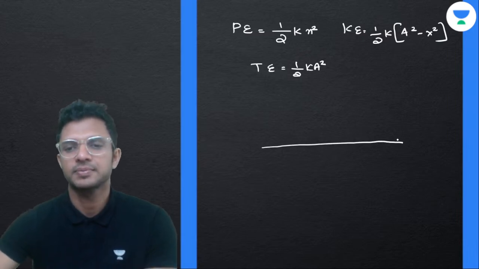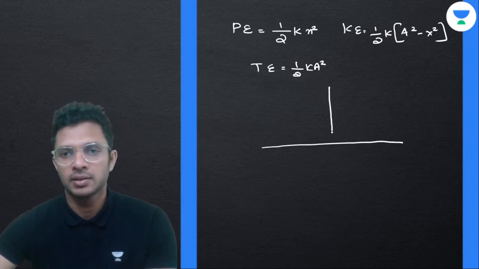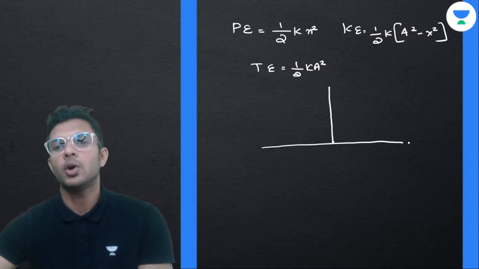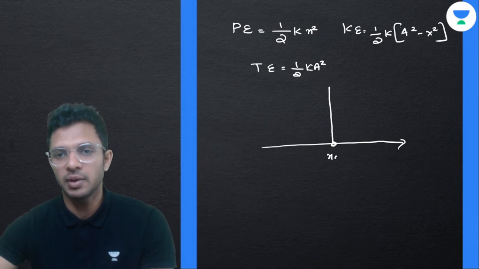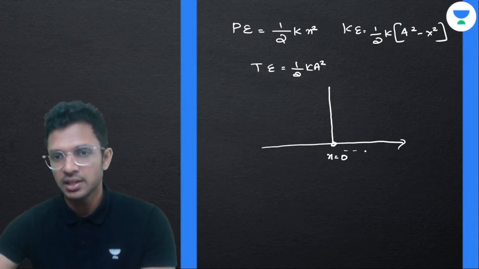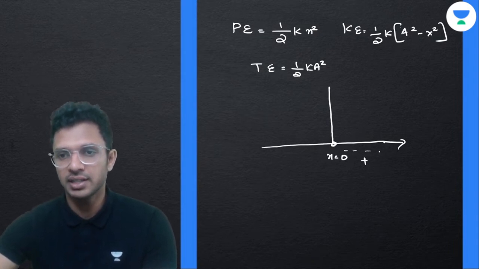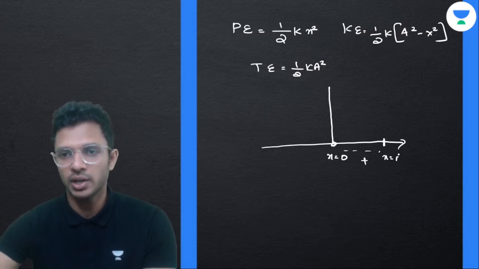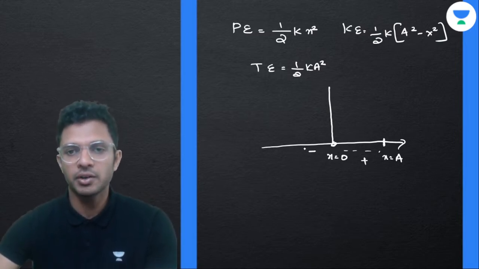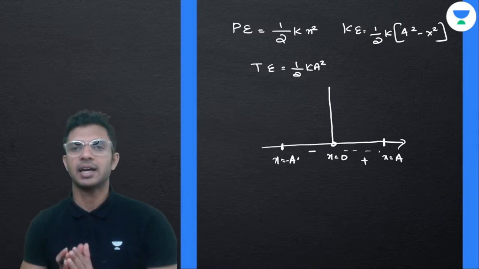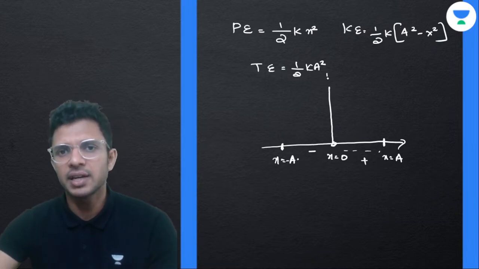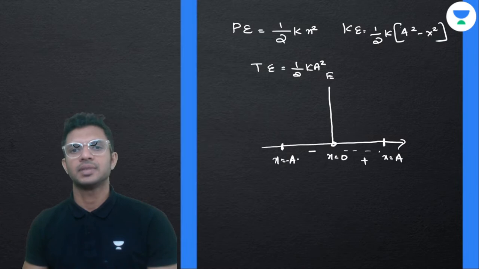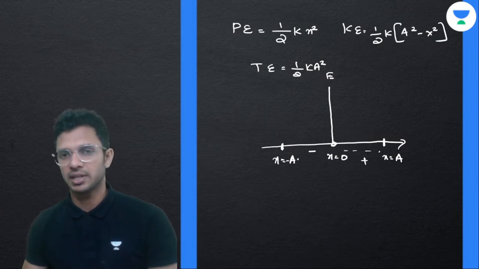Let's draw a graph. So on the x axis, we are plotting x displacement. This point of displacement is x equal to 0. This is the point of positive x, where x equal to a, and this is the point of negative x, where x is equal to minus a, minus amplitude. Now on the y axis, we are plotting energy, any energy, total, potential, kinetic, whatever it is.